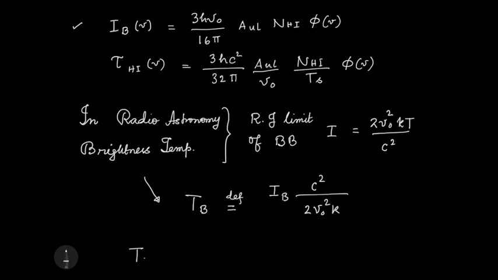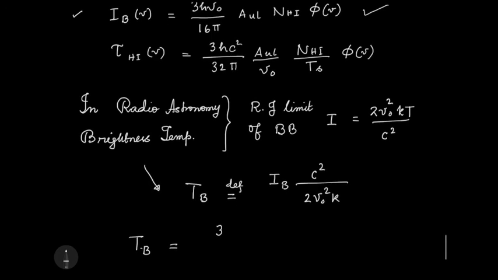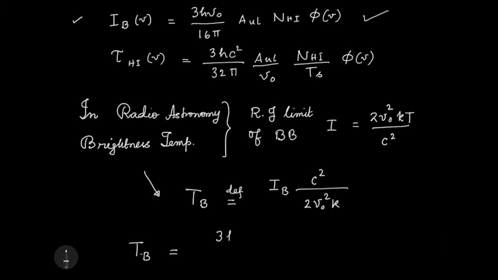So this is my definition of brightness temperature. Again, it's a definition of a temperature. You cannot question a definition. Now, what is the brightness temperature for our observation? So T_B will be, so I have to multiply this by c square by 2 nu naught square k.